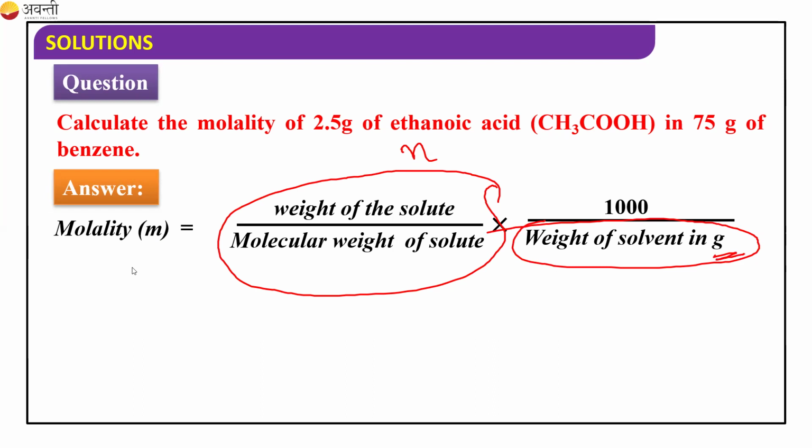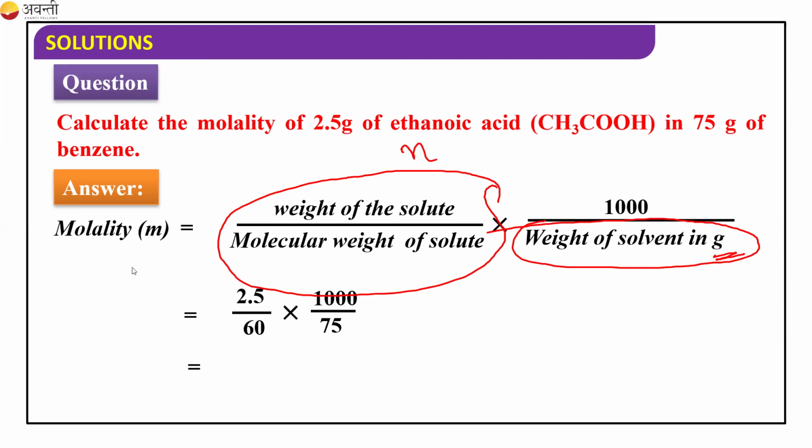If I'm giving in terms of gram, then I have to divide by the number 1000. That 1000 is going to the numerator. Okay, this is the another formula. Straight away you can substitute the values here. So here we have got 2.5 divided by 60 into 1000 divided by 75. Okay, and if we solve this, we will get.